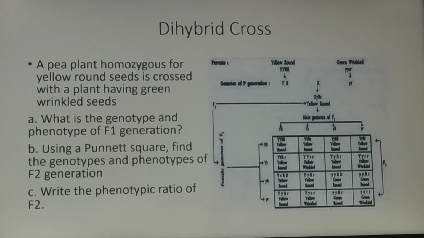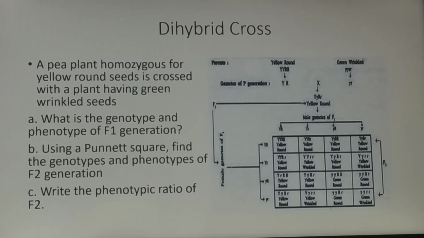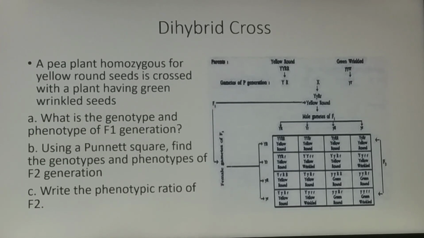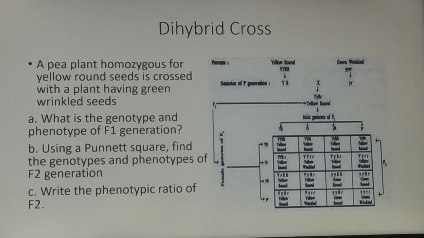2 characters are considered. So here, the first line, what do you have to write? The phenotypes of the parents. What are the phenotypes? Look at the question. Yellow round seeds is crossed with a plant having green wrinkled seeds. So what is the phenotype? Yellow round is crossed with green wrinkled. Okay. I hope that is clear. Then the second line, what will you write?